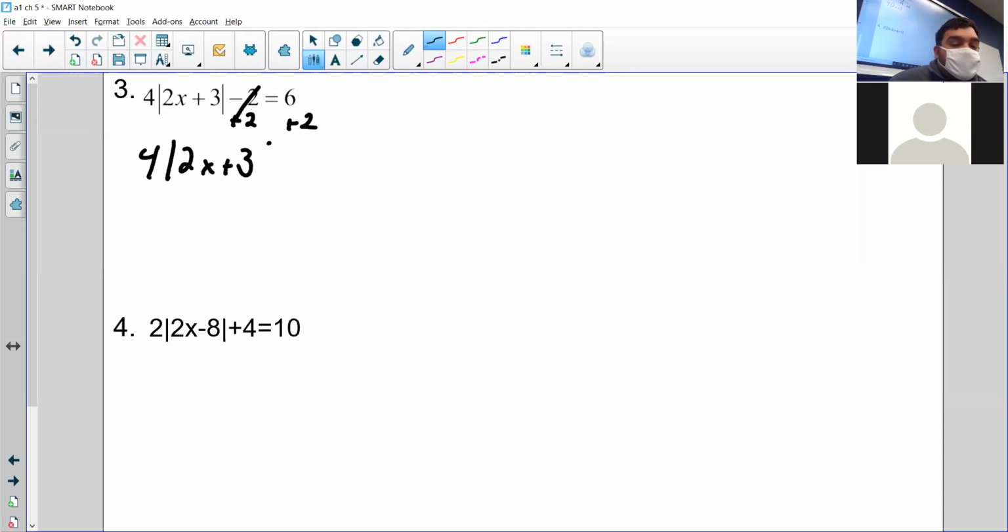The absolute value of 2x plus 3 equals 8. This one I'm not changing to U. You can change it to U if it makes it a little clearer for you. That's fine. Divided by 4, divided by 4. Plus 2 first, though, okay?